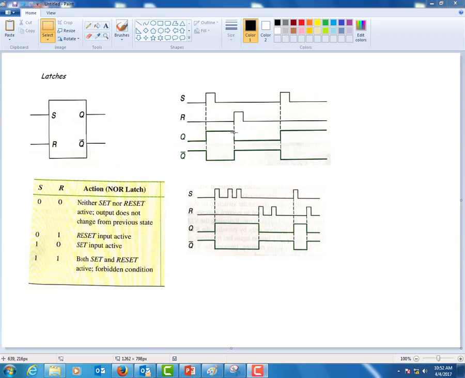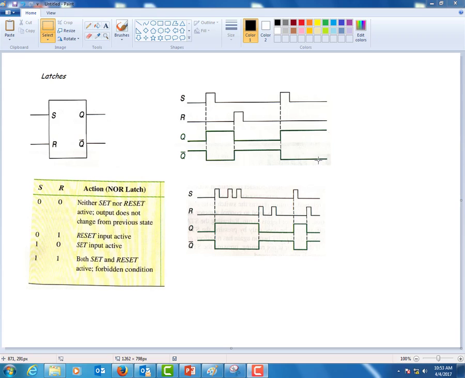Now, later we get a pulse on the reset input, the R input. And when that occurs, Q goes from high to low. This state is the reset state. Q is low, and obviously Q bar is high. And then the same thing happens over here that happened in the beginning. We get a pulse on the set input, and in that case Q goes high and Q bar goes low.